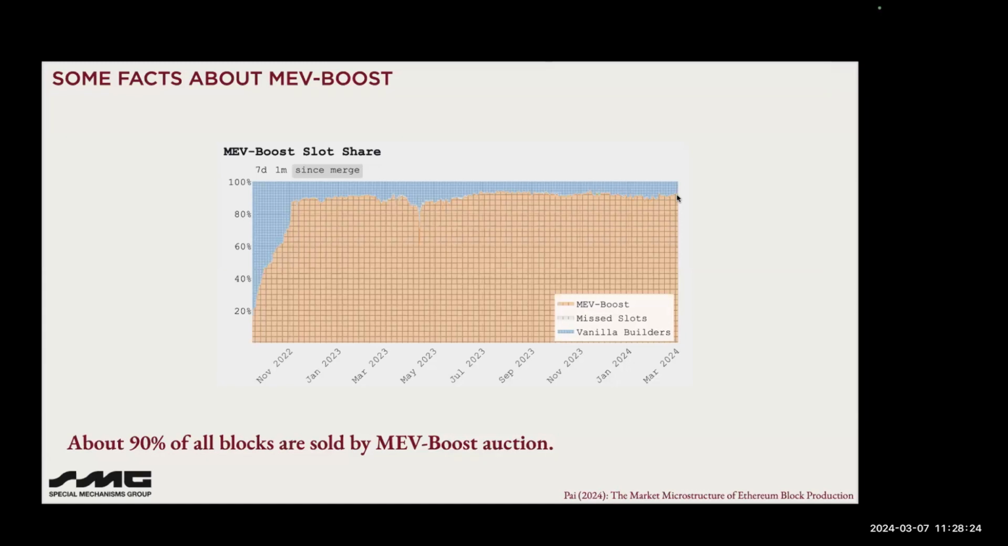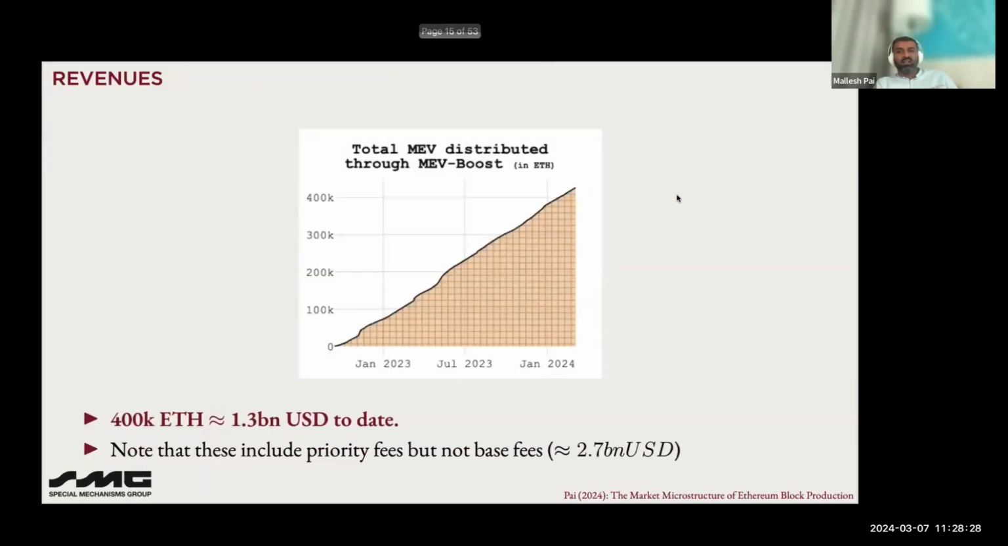Okay. Thanks. So this is 90% of the slots. Like I said earlier, this is an incredibly popular auction. Just the right to propose your block, the right to have your ordering or your included transactions as part of the block, has made about 400,000 ETH since inception to date, which at current prices is somewhere between 1.3 and 1.4 billion dollars.